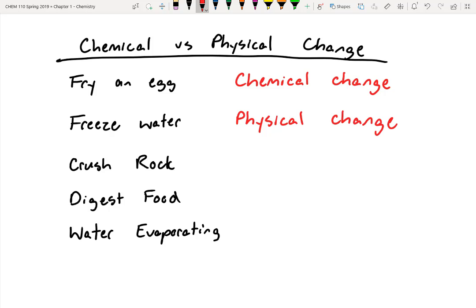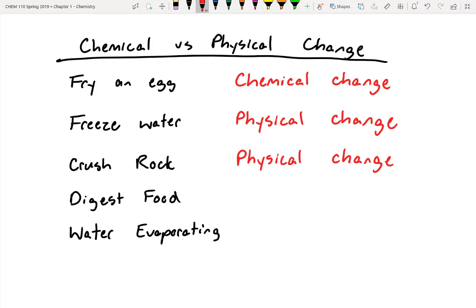All right, the next one's a little bit trickier. Crushing rock. Physical. All right, but then people will say, but you can't uncrush a rock. But it's still rock. It's still rock though, right? So in this case, it would be a physical change. And in many ways, it depends on how strong you are, right? If you're thinking about a planet over millennia, it can actually take pieces of rock and fuse them together and reform a bigger piece of rock too, right? So it does depend on kind of your perspective.